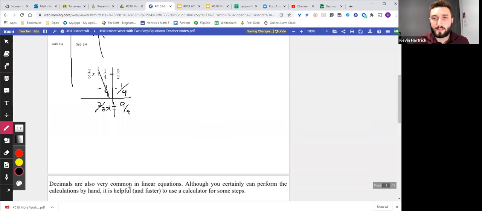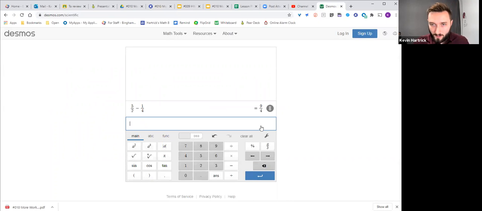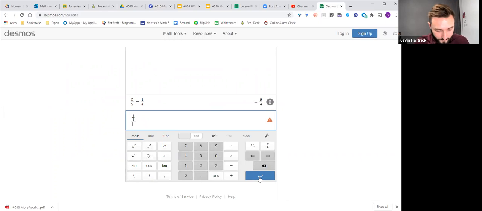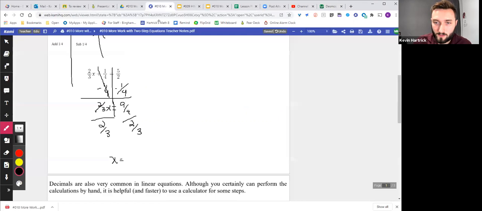Okay. Last step we said was to divide by 2/3. Again, I'm going to use my Desmos calculator. All right. Don't be worried about fractions and decimals. The only reason you should be worried about them ever is if you didn't have this calculator, but you do. 9/4 divided by 2/3 equals 3.375, or if we fraction form it, 27/8. So my answer is 27/8, and that is it.